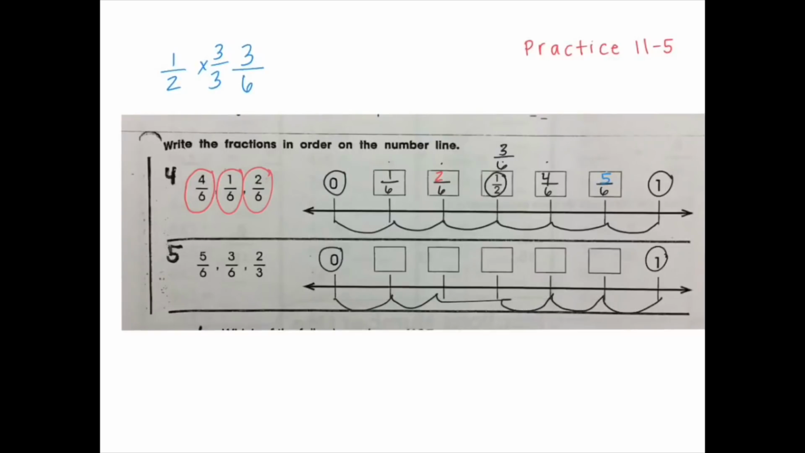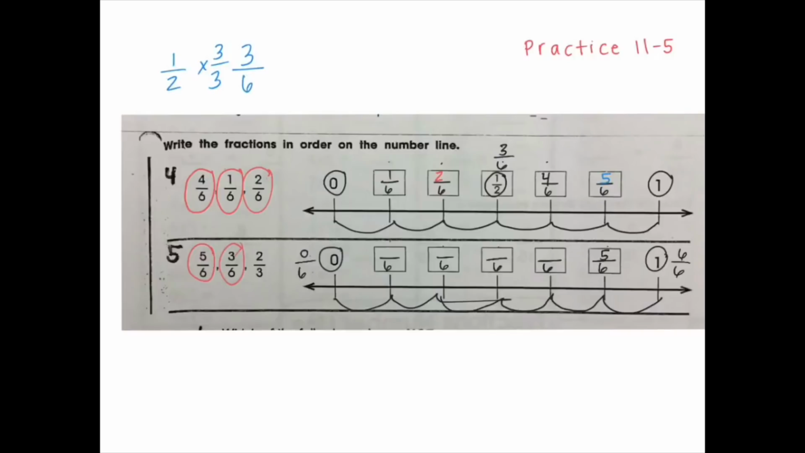Ooh, that's a funky looking line there. Let me fix that. Okay, so my denominator for all of these is going to be 6. So let's look at the ones it wants me to do. Remember, this is going to be 0 6, this is going to be 6 6, or 1 whole. So the first one it wants me to put on is 5 6. So I'm going to count up to 5. 1, 2, 3, 4, 5. My 5 6 is going to go right there.